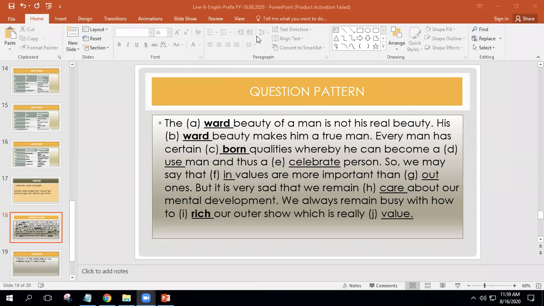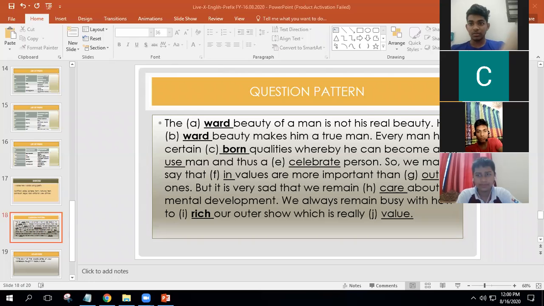Now I'd like to know from you, can we use byborn here? Do you think that we can use byborn here? Byborn qualities, ma'am. Byborn is not a prefix, I think. Very good, thank you. Normally we can use byborn, but as a prefix we cannot use byborn, because these are two different words. Okay, thank you very much.